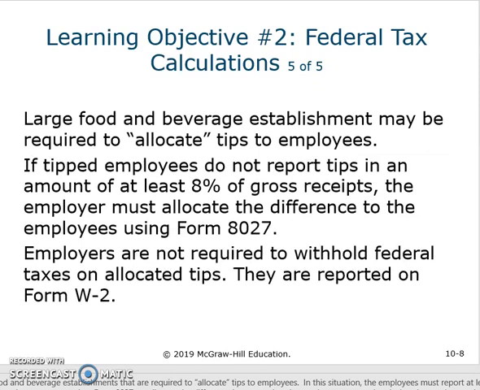Large food and beverage establishments may be required to allocate tips to employees if the employees do not report tips in the amount of at least 8% of gross receipts of that establishment. The employer would use Form 8027 to allocate the difference to the employees, and the employers are not required to withhold taxes on any allocated tips. These allocated tips will be reported on Form W-2 to the employees at the end of the year.